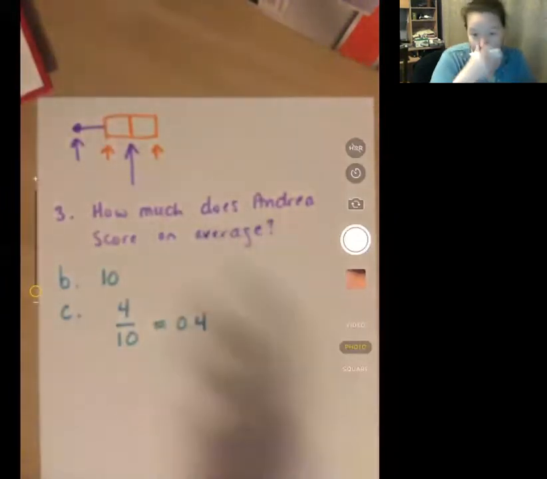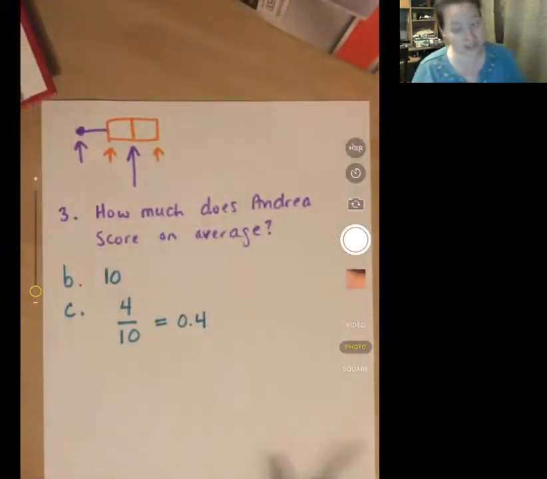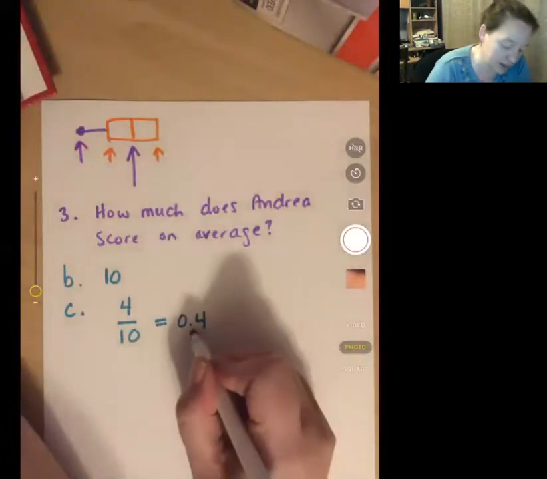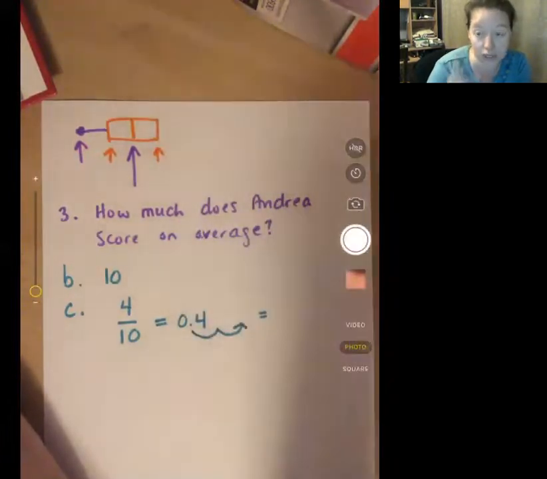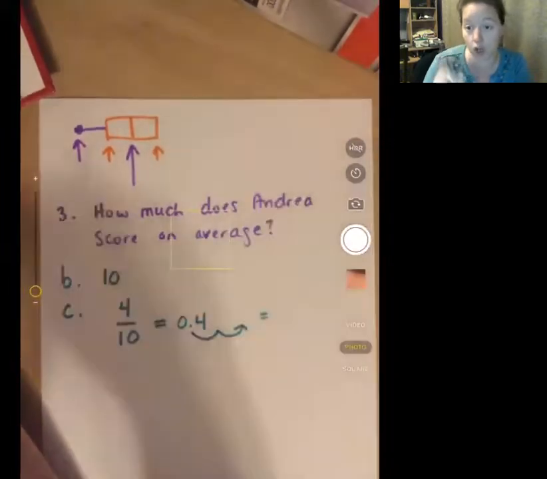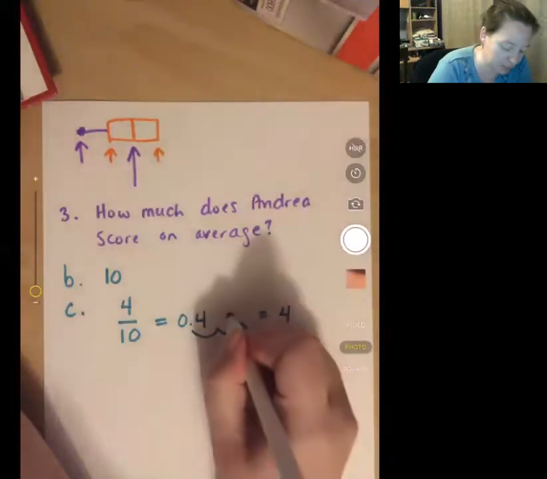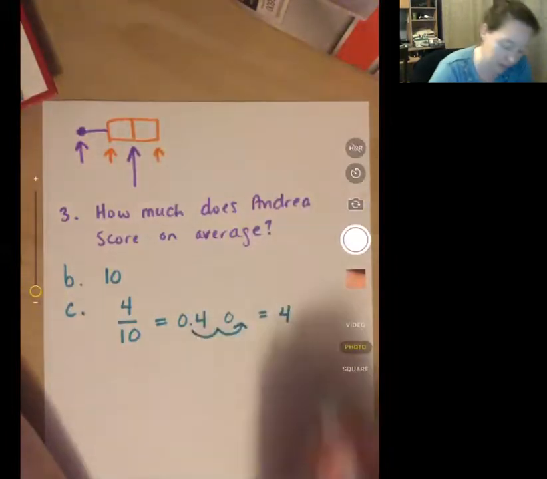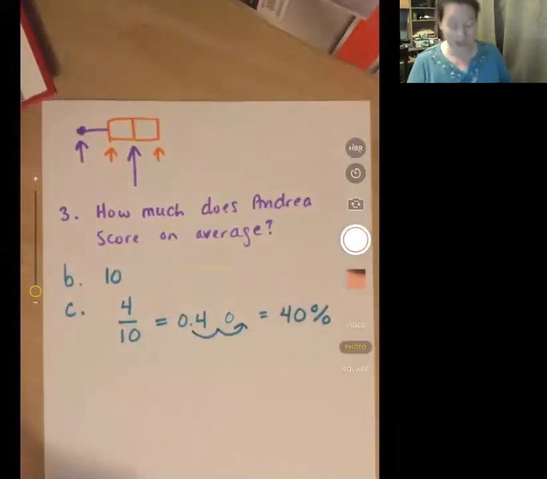Which is 0.4. Now, it wants to know the percent, not the decimal, so I need to change this decimal into a percent. I move it over 2 times, always 2 times. I don't care how many numbers you have, it always goes 2 times. So it becomes, and then I put in a 0 there because I don't have enough, 40%.